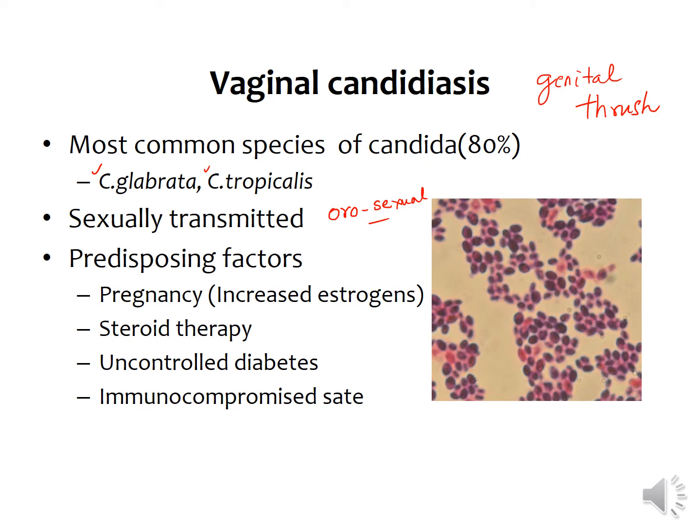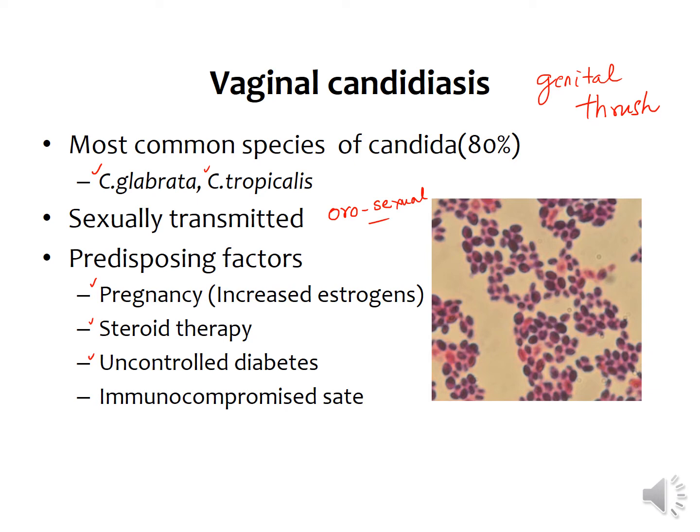Predisposing factors are immunosuppressive conditions and also temporary immunosuppressive conditions like pregnancy, due to the increased estrogen levels, which makes it prone for candidal infections. Long-term steroid therapy, uncontrolled diabetes mellitus, and other immunocompromised states are favorable for the development of vaginal candidiasis.